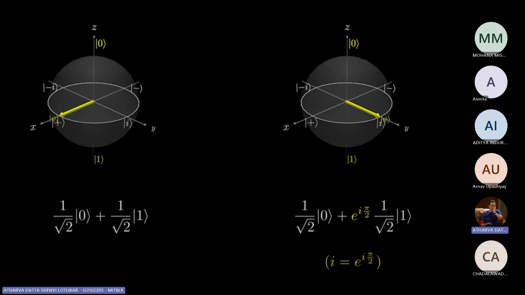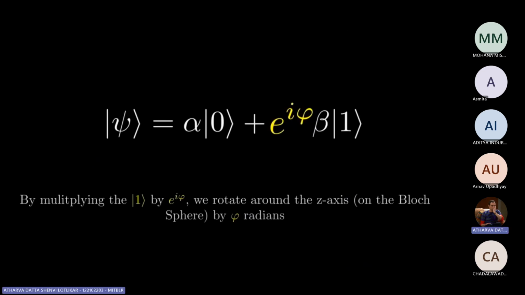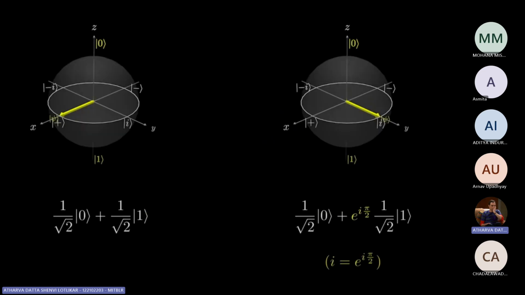When it comes to the Dirac notation, this form is more preferred only because it shows the rotation. So I think this is self-explanatory. By multiplying the ket vector 1 by e raised to the power i phi, we rotate around the z-axis on the Bloch sphere by phi radians. So this is the whole concept here.